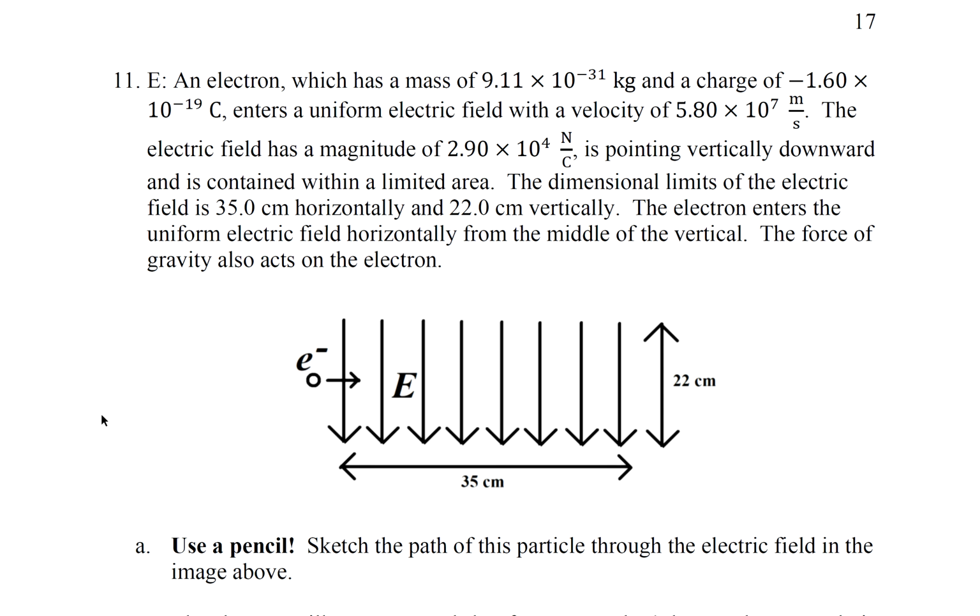An electron which has a mass of 9.11 times 10 to the minus 31 kilograms and a charge of minus 1.60 times 10 to the minus 19 coulombs enters a uniform electric field with a velocity of 5.8 times 10 to the 7 meters per second. The electric field has a magnitude of 2.9 times 10 to the 4 newtons per coulomb, is pointing vertically downward, and is contained within a limited area. The dimensions of the electric field are 35 centimeters horizontally and 22 centimeters vertically. The electron enters the uniform electric field horizontally from the middle of the vertical. The force of gravity also acts on the electron.